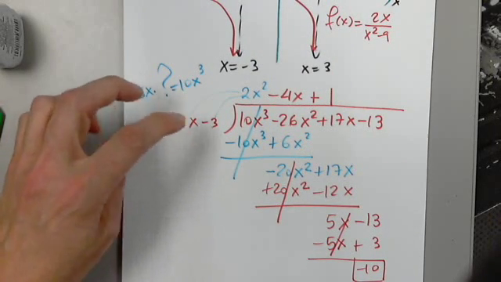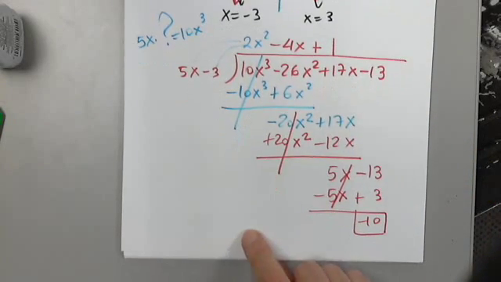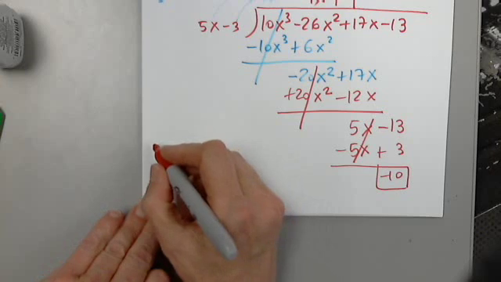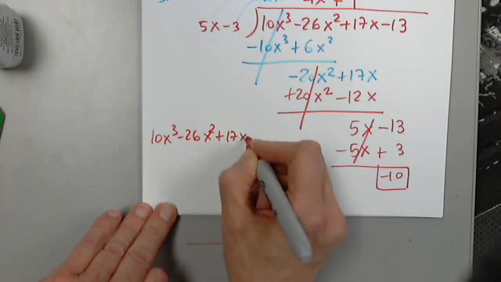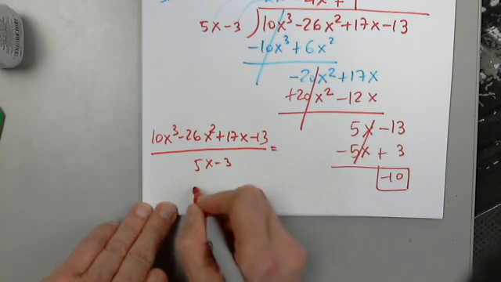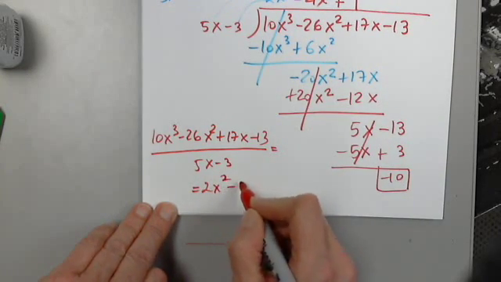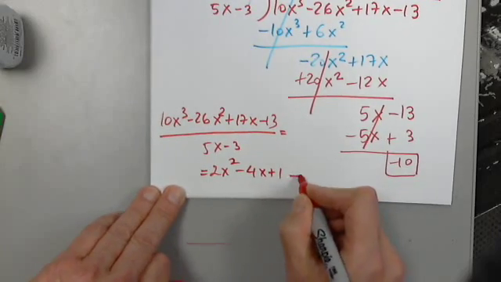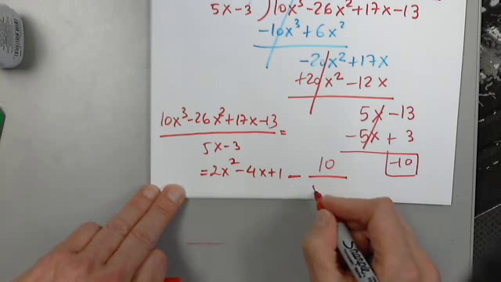Here's a question now. Is 5x minus 3 a factor of all this? Why? Because there is a remainder. Awesome. Well done. So then when I write the final answer, I have then 10x cubed minus 26x squared plus 17x minus 13 divided by 5x minus 3. I write the quotient first. 2x squared minus 4x plus 1 minus, because the remainder is 10, 10 divided by 5x minus 3.